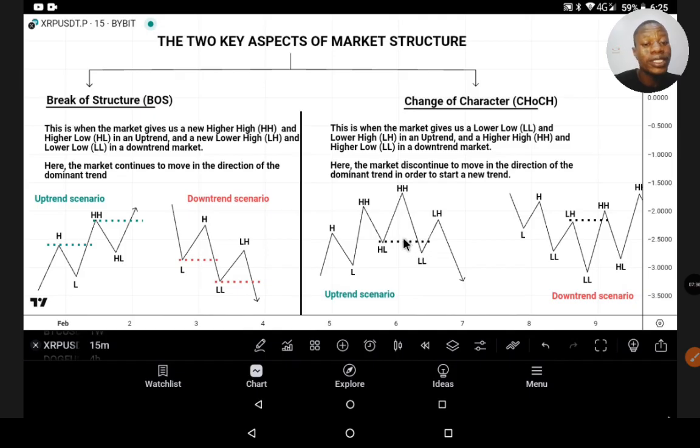So when you spot this in the market, what does it mean? It means the market is about to reverse its direction. So you have to be careful of looking for a buy opportunity, because the market is now about to change its direction. So this is the uptrend scenario, and this is the downtrend scenario. This is the recap of what we had in the previous video.